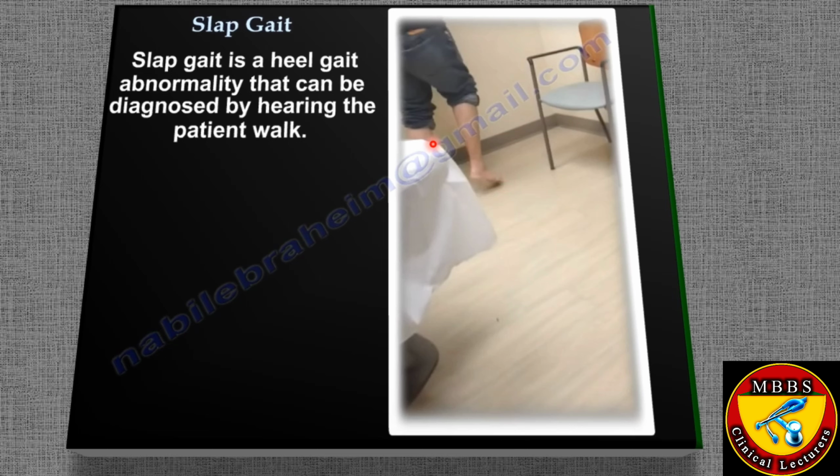So this is the slap gait or foot drop, which occurs due to injury to the head of the fibula. It can occur due to other reasons, but most commonly the neck of the fibula gets injured, and then injury to the common peroneal nerve can occur and result in foot drop.